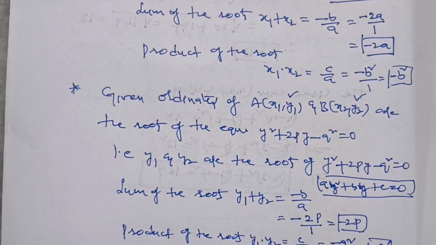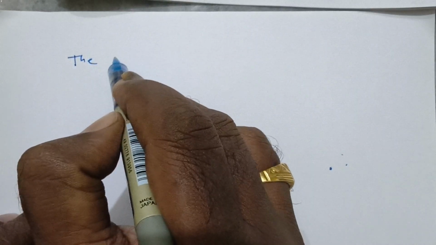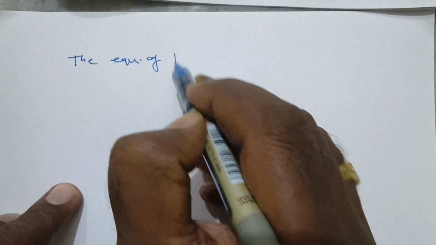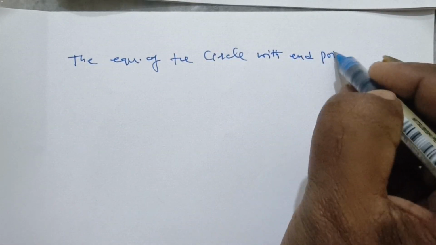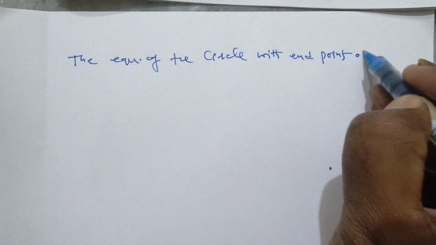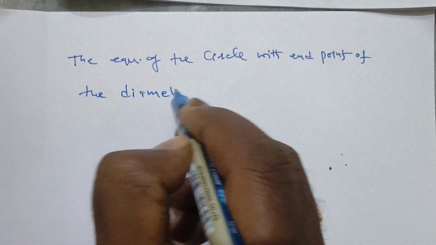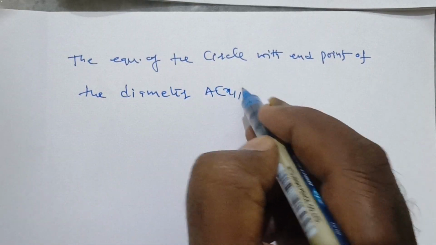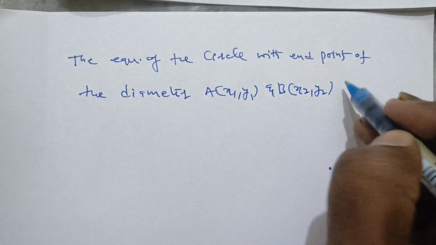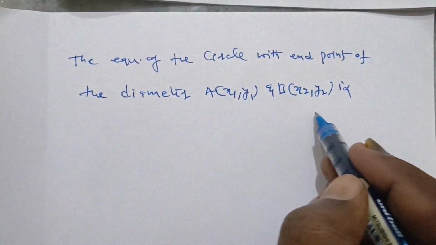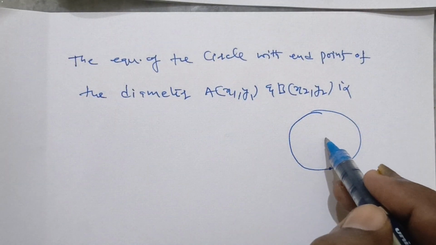Now we find the equation of the circle with the endpoints of the diameter A (x1, y1) and B (x2, y2). To understand this, we draw a rough diagram.